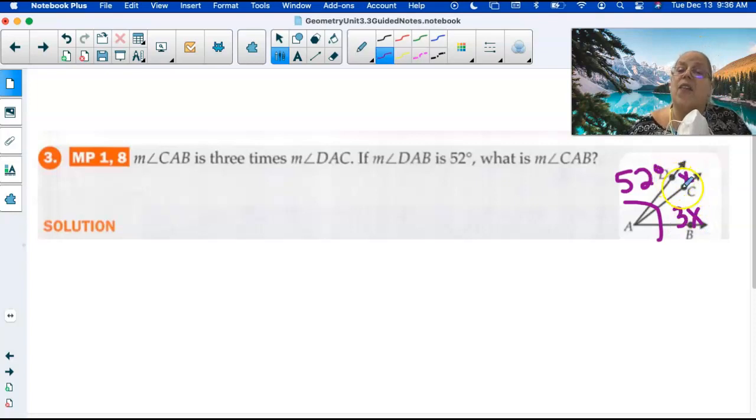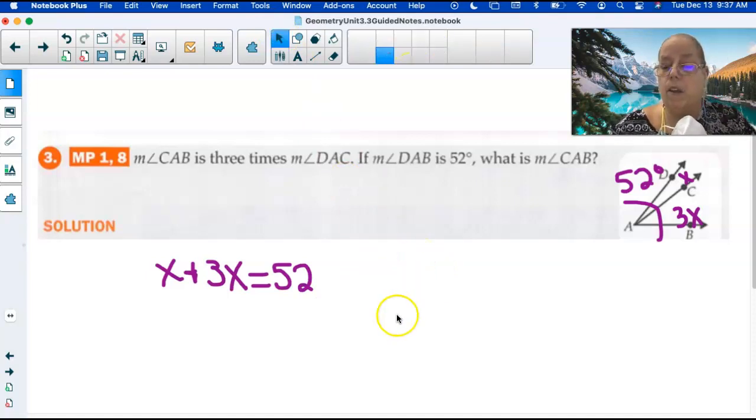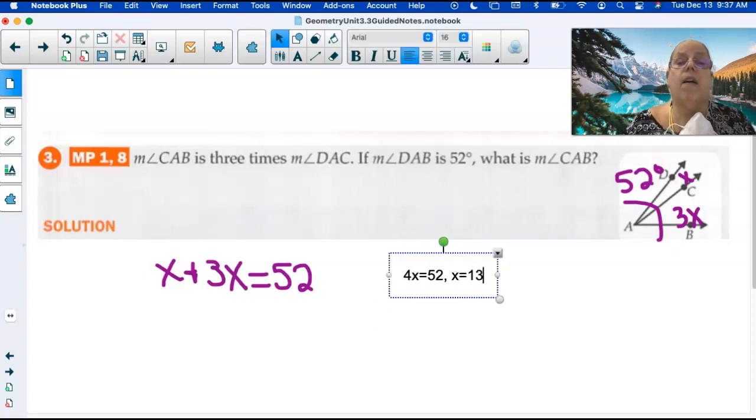All right, and then they add to 52. So we have X plus 3X equals 52. Then we combine like terms. We have 4x equals 52, x equals 13. Okay, but now did we solve the problem? We did not. We have to find out what 3x equals, right? Because they wanted this angle. So what's 3 times 13?